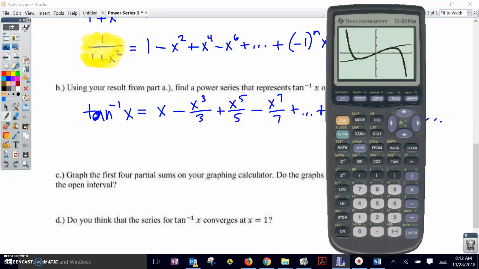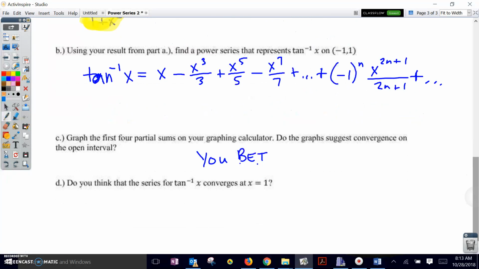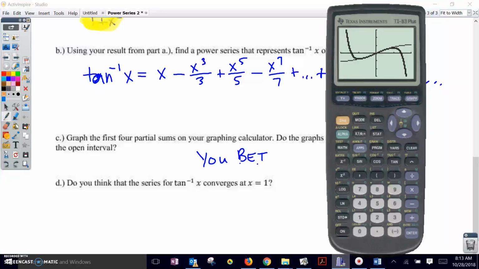And you see that the question asks, do the graphs suggest convergence on the open interval from -1 to 1? You bet. Do I think that the series for arctangent of x converges at x equals 1? Let's go back to our graph here. And if you look at this curve at 1, you see it's pretty close. I would think, based on looking at this, that yes, I think that this does converge at x equals 1.